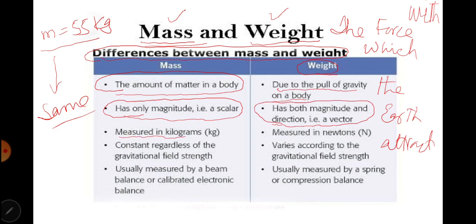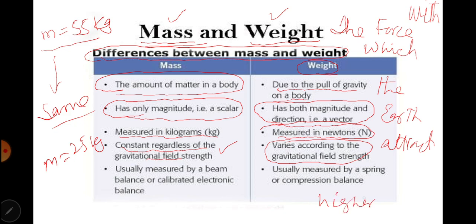The unit of mass is the kilogram. If you write mass, you will write 25 kg, 50 kg. And weight is measured in Newton. Mass remains constant regardless of the gravitational field strength. It is independent of Earth's gravity. Weight varies according to the strength of the gravitational field. If you go higher, weight will decrease because the gravitational force decreases.